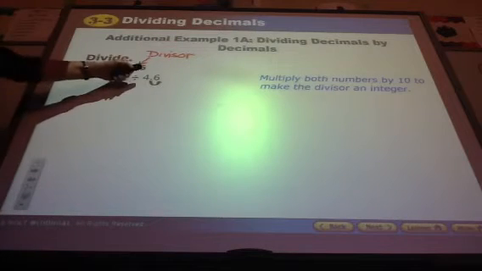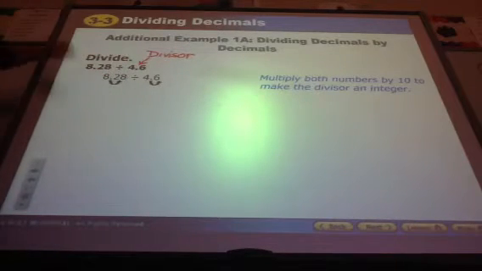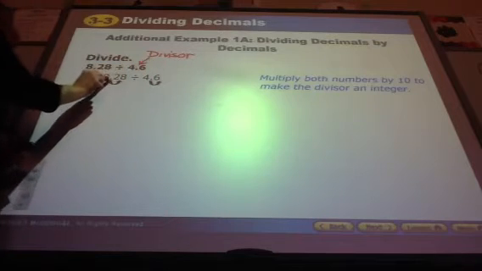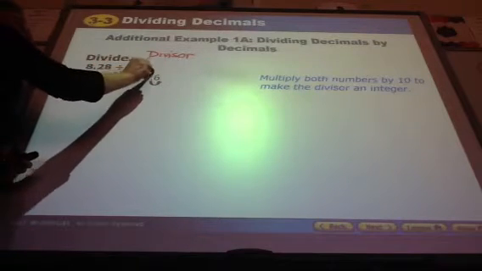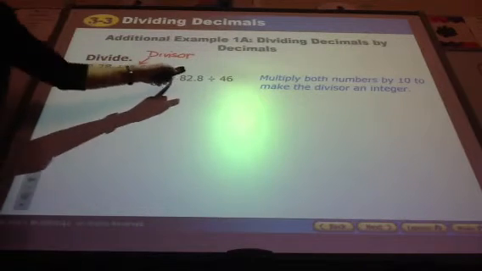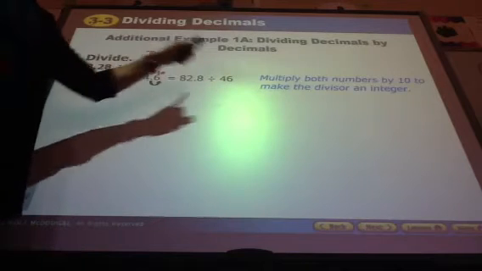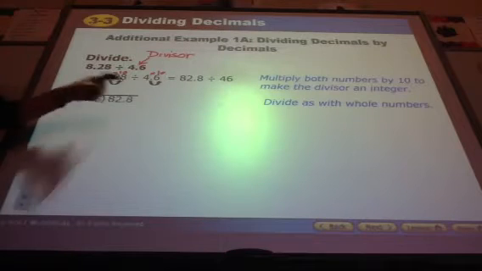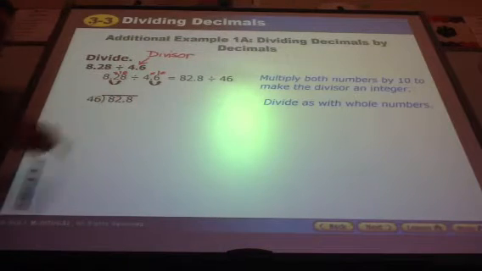I want this to be not a decimal. It doesn't matter if the number inside the house is, but I want that not to be a decimal. So if I move this decimal point over 1, that's like multiplying this by 10. And if I move this over 1, that's like multiplying this by 10. So if I do it to both of them, it's okay. I'll get the right answer. I get the same answer either way, if I did it on the calculator or however. So when I do that, I have 82.8, when I multiply that by 10, divided by 46. Now, when I put that inside the little division house, the 82.8 is the dividend, 46 is the divisor.